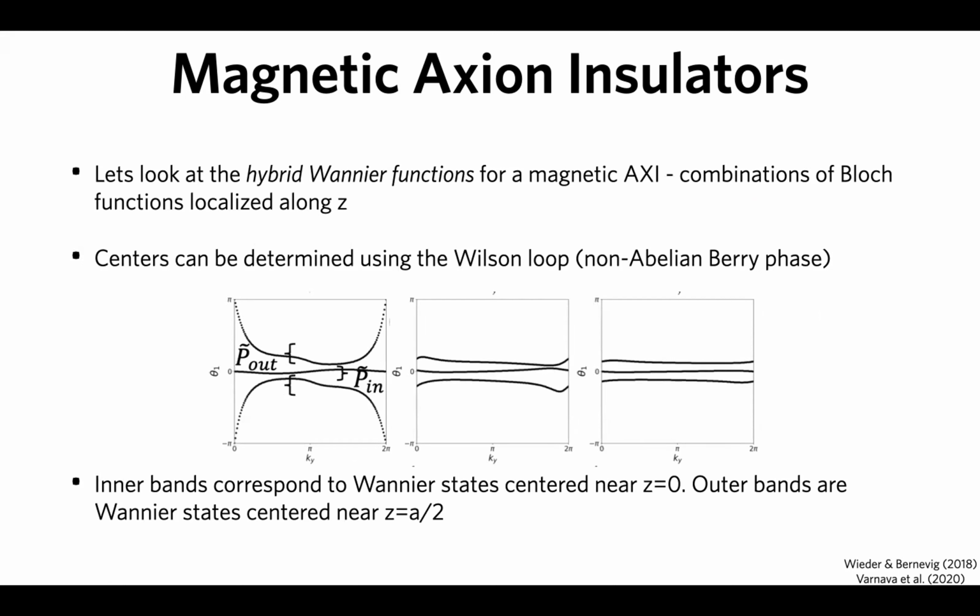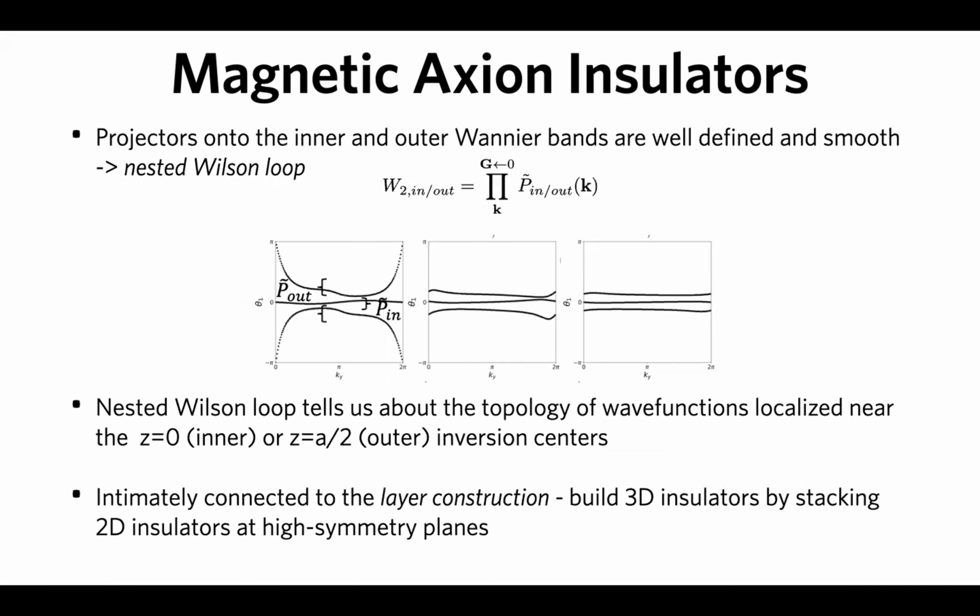So let's focus on these states centered near z equals 0. We can take those hybrid Wannier states and we can ask, what is their topology? What happens if we take those states and compute their Berry phases? We can do that for either the inner states or the outer states. And that tells us something about what is the topology of the electronic states living near the origin or the boundary of the unit cell in this system.